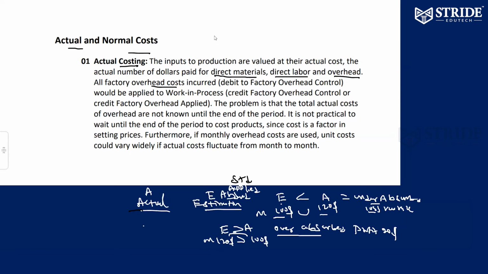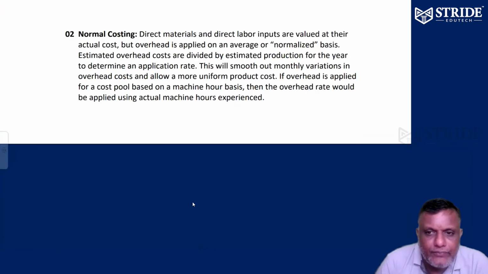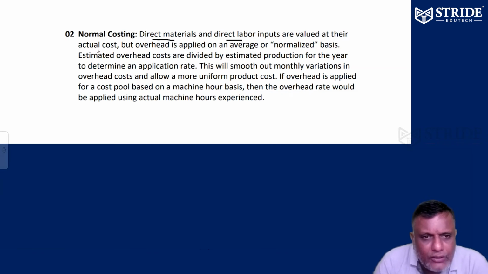Concept: normal costing. Normal and abnormal: normal loss, abnormal loss; normal leakage, abnormal leakage; normal wastage, abnormal wastage. So, normal cost to actual cost. What is normal? Normally you apply direct material and direct labor valued at actual cost.